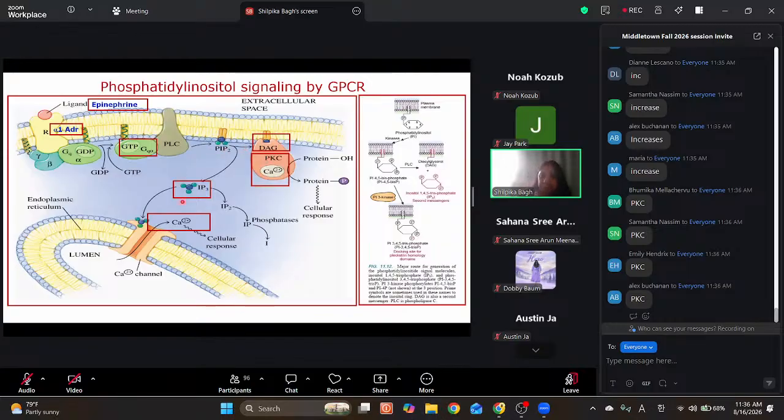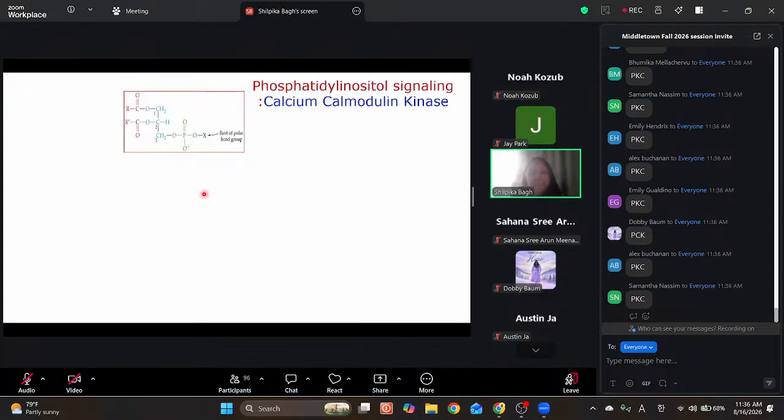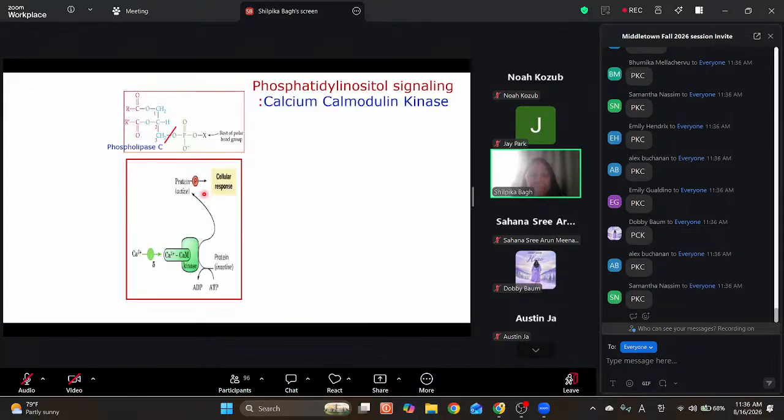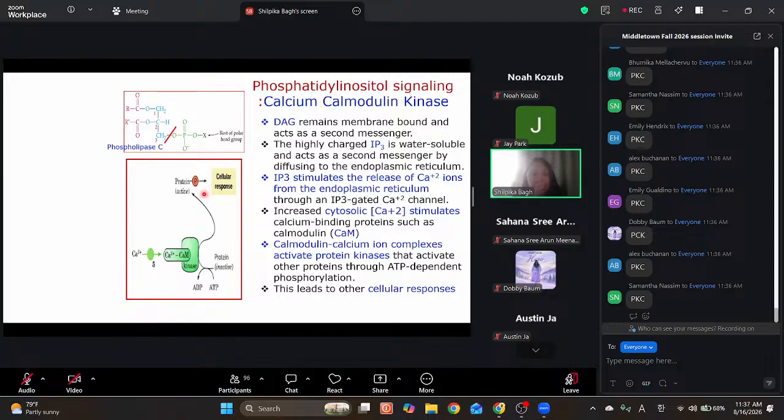So if lithium prevents degradation of IP3, then protein kinase C will be activated, not phospholipase C. So who is after IP3? Is it phospholipase C or protein kinase C? Who's after IP3? Protein kinase C. So the cascade is not just important, for application also it's very important.